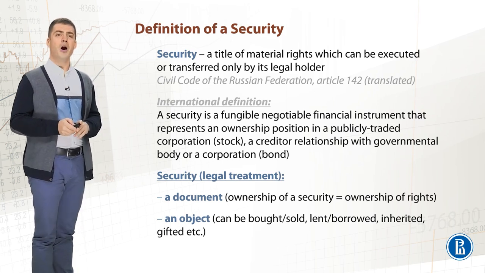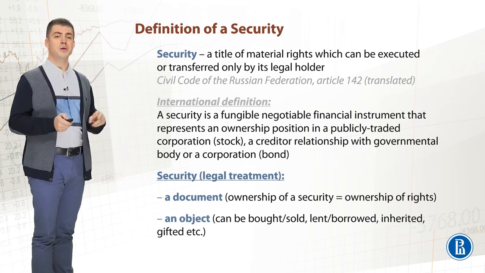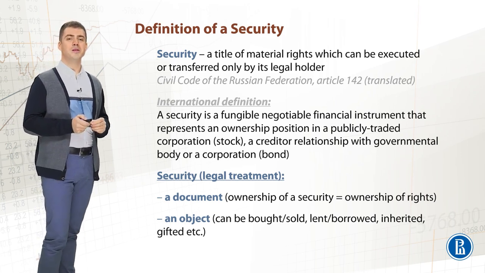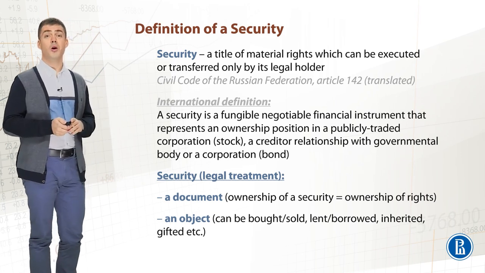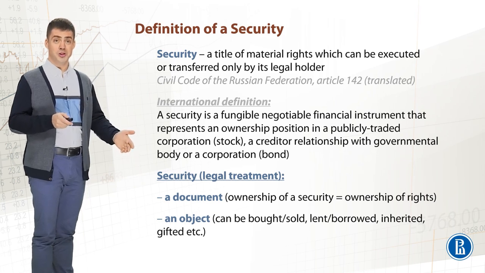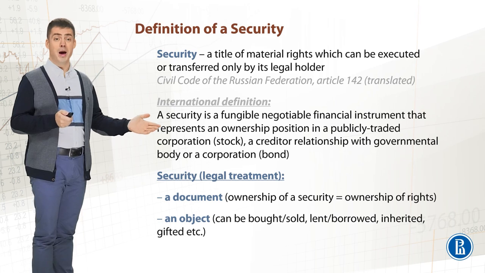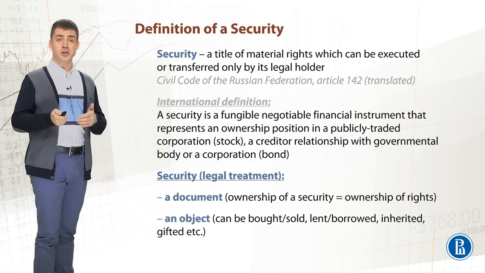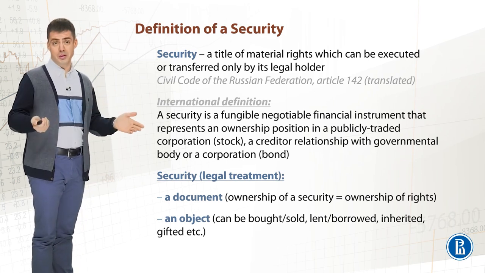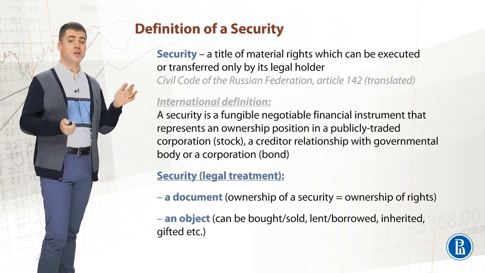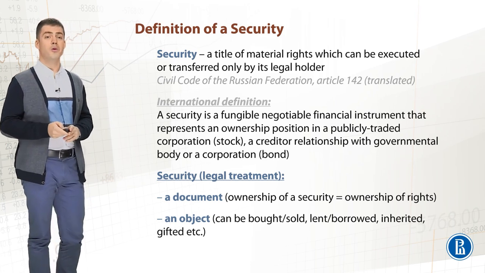I would like to say that from the legal point of view, a security can be treated both as a document or as an object. As a document, ownership of a security equals ownership of some rights, which can be transferred by trading these documents. And in this respect, a security can be treated as an object, and all the transactions which can be done with physical goods, buying or selling, lending and borrowing, gifting, inheriting, are also applicable for the securities.